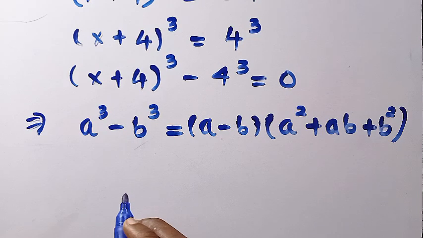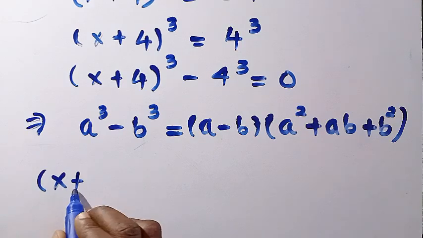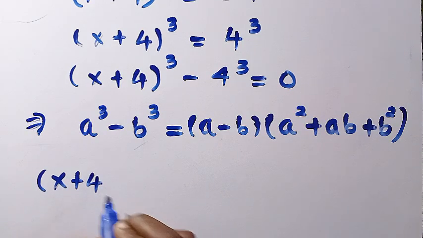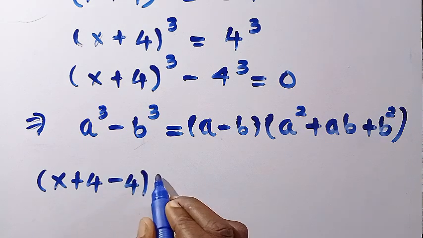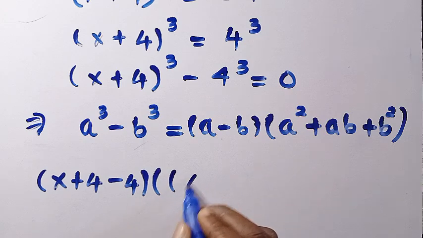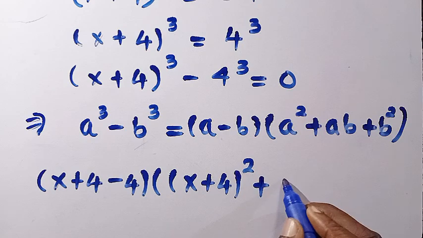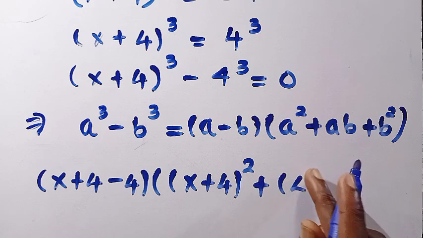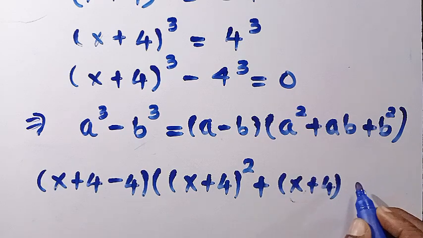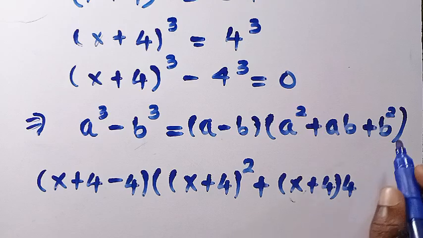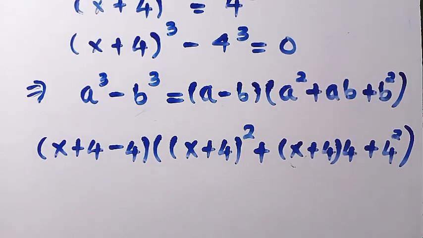And by applying it to this, we are going to have the first one, which is x plus 4, then minus 4, multiplied by (x + 4)^2 plus (x + 4) multiplied by 4, and also plus 4^2, all in bracket, equals 0.